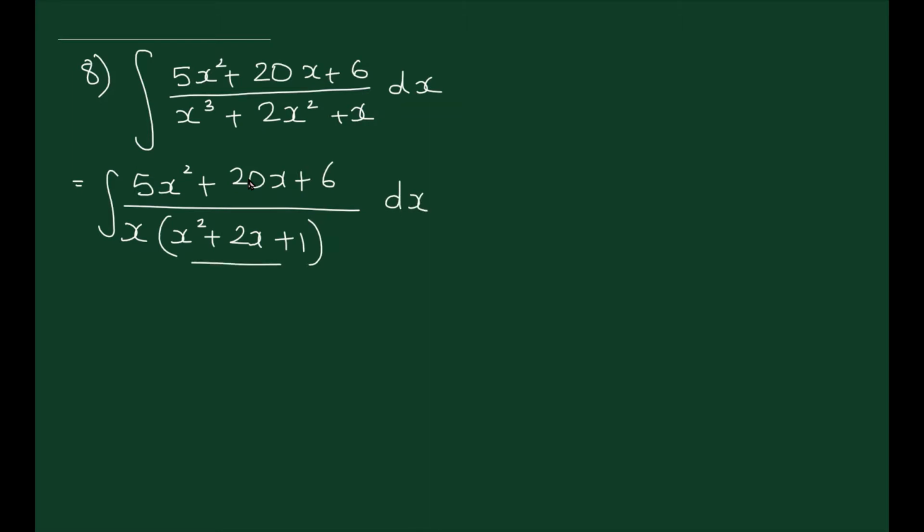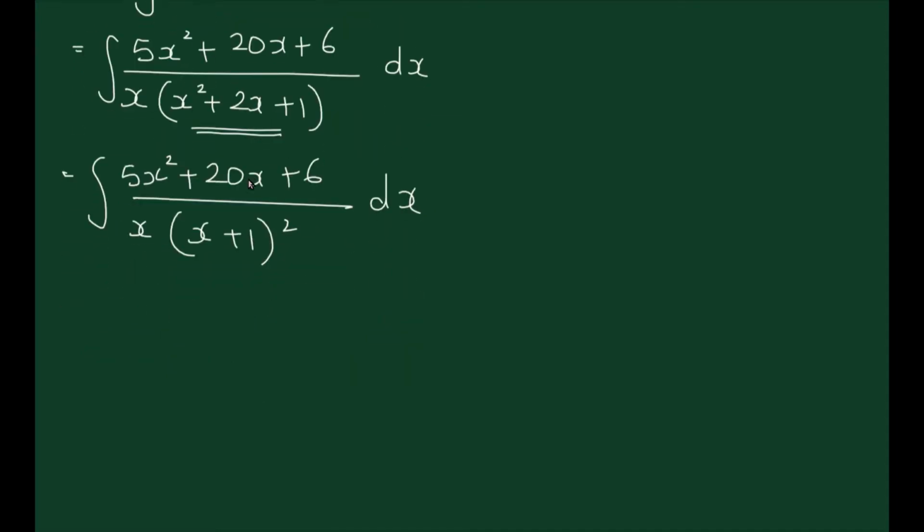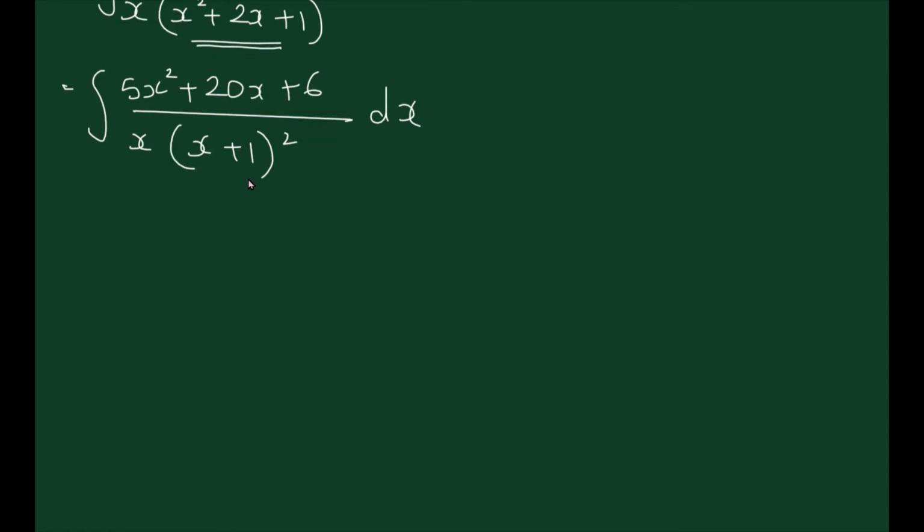Now we see that this is a quadratic expression. It can be factorised by splitting the middle term. And so we get here 5x square plus 20x plus 6 upon x into, when we solve it, x plus 1 the whole square. You can solve it and see it for yourself by splitting the middle term. You will get x plus 1 the whole square. Now, which form is this? Yes, it is of a sum which we have done earlier. We write over here like this now.